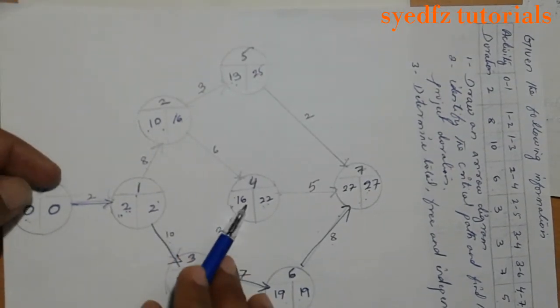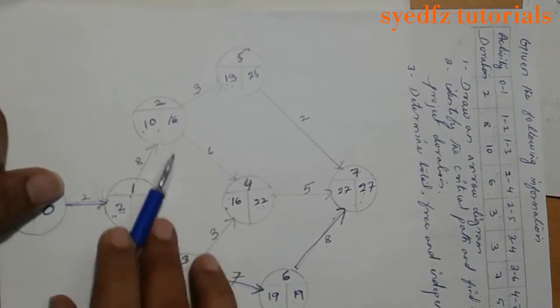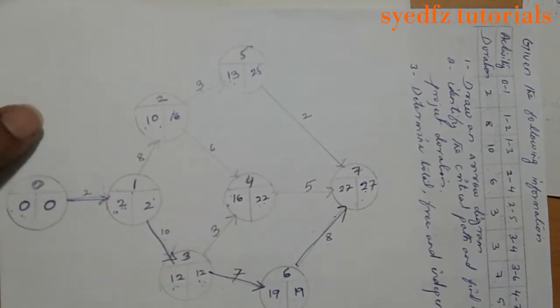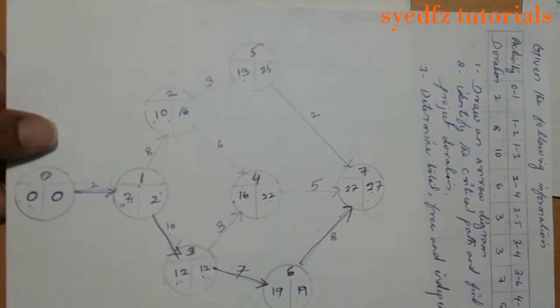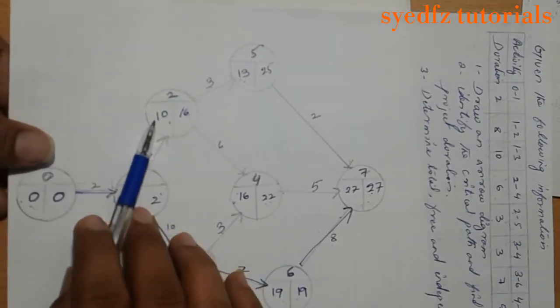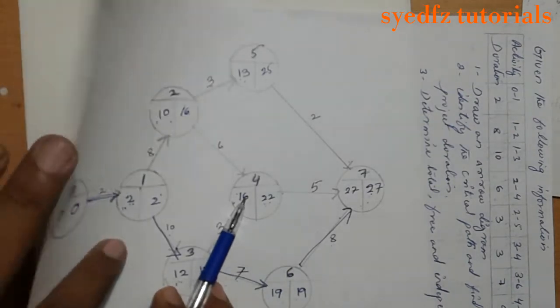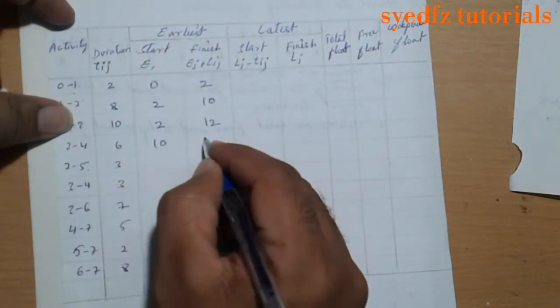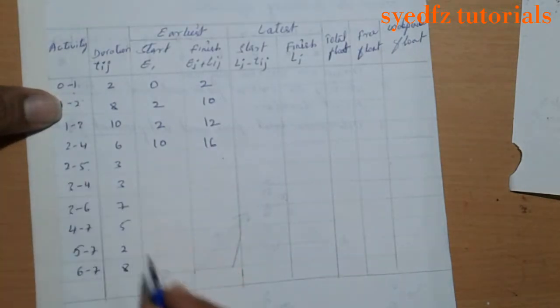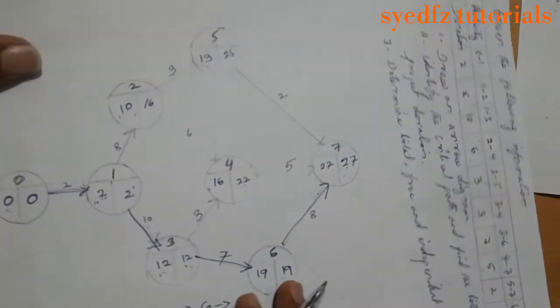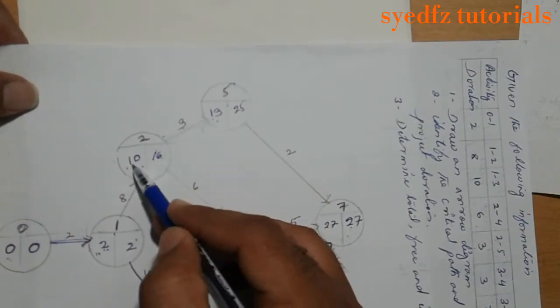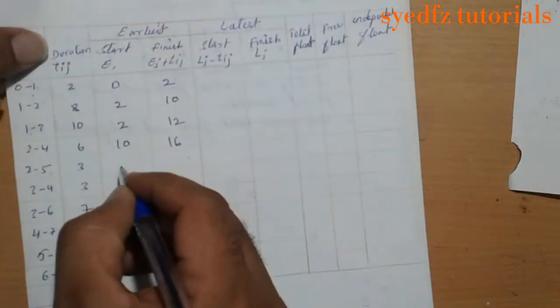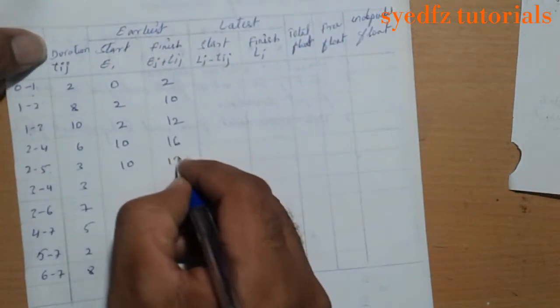This 16, how did we get it? This 16 is added from this one only. So this one, start on 10, finish on 16. Now 2 to 5, start on 10, adding 3, finish on 13.